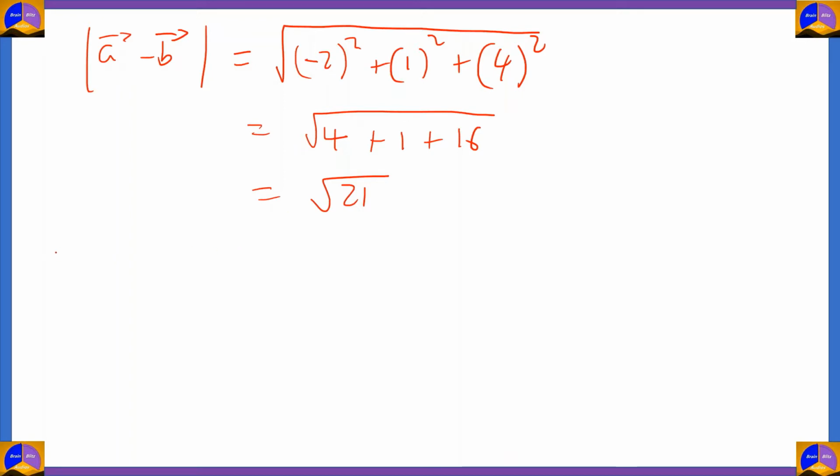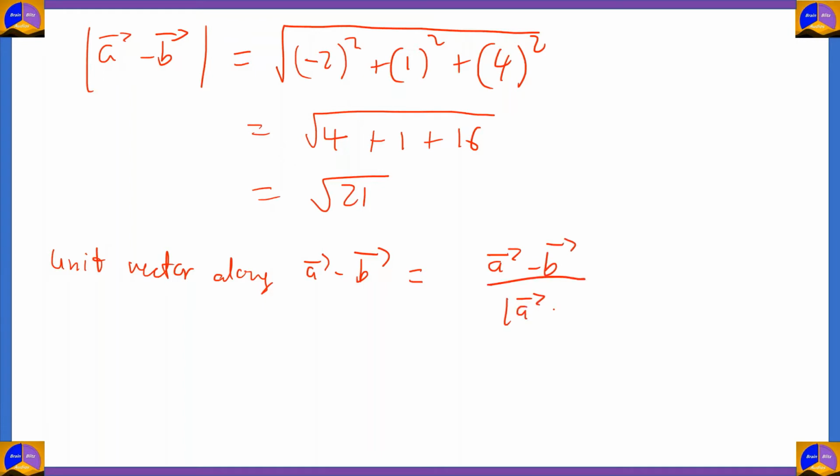Now we find the unit vector. So unit vector along a bar minus b bar, we write that as a bar minus b bar divided by modulus of a bar minus b bar. So a bar minus b bar is minus 2i plus j plus 4k and divided by the modulus, which is root 21.